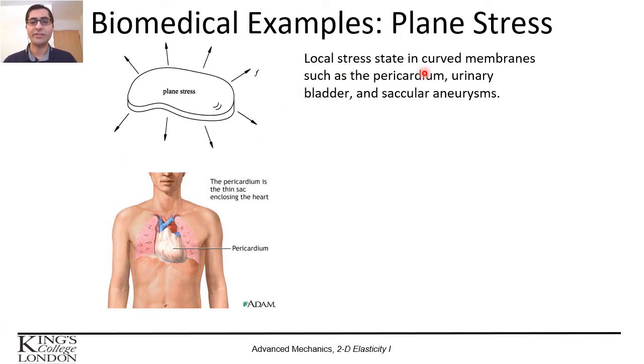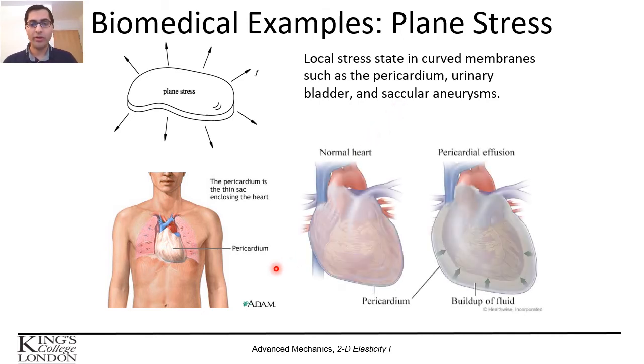Okay, local stress states in curved membranes such as pericardium, urinary bladder, and saccular aneurysm. I'm going to talk about pericardium and urinary bladder here, but you may remember saccular aneurysm from the previous lecture. Pericardium is actually a thin layer around the heart, and sometimes it gets filled with water or fluid, basically pushing against the heart.